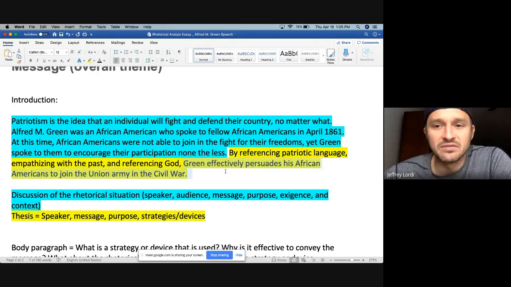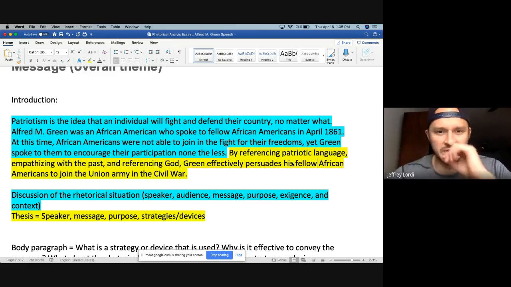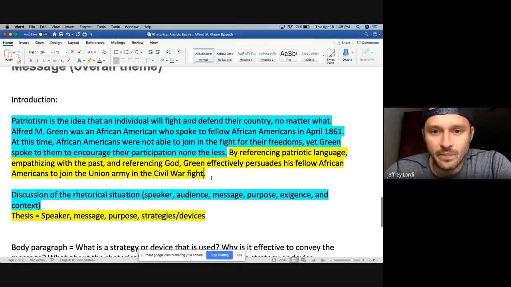Green effectively persuades his African Americans, let's put his fellow African Americans, to join the Union Army in the Civil War fight. Just edit it that way, right? So now I've hit this. These are the things that he's using, right? This is the first part here. Here's what he's using, and then here's why he's using it: to try to convince them and persuade them to join the fight. Okay, so that was yesterday.